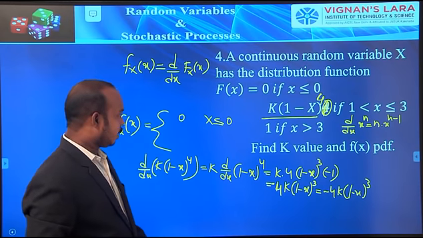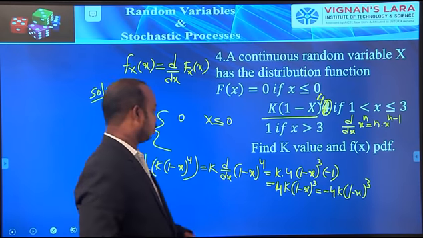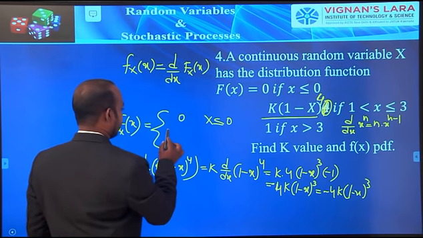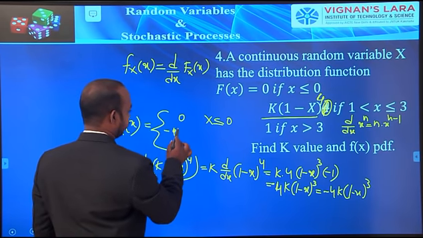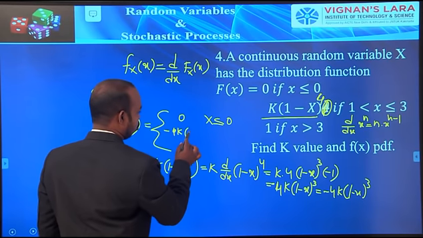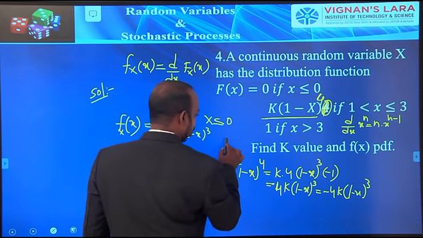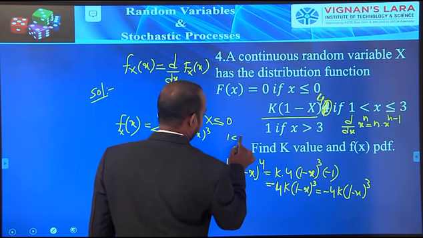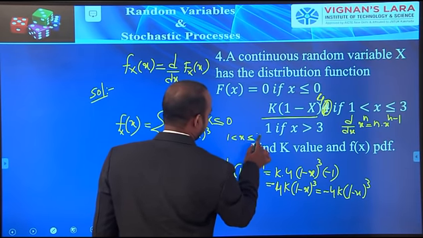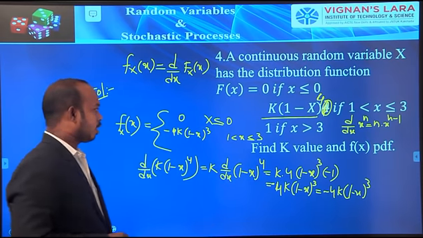Now you can find the third value. Here I am representing that minus 4k (1 minus x) whole cube, in the interval 1 less than x less than or equal to 3. That one is the second value.